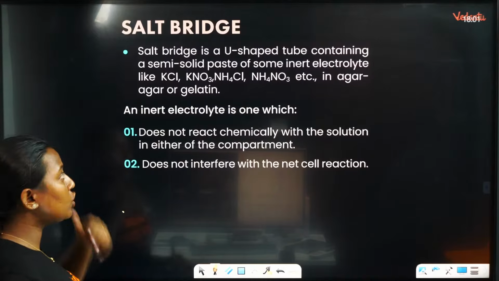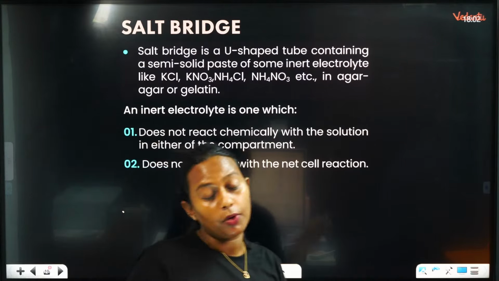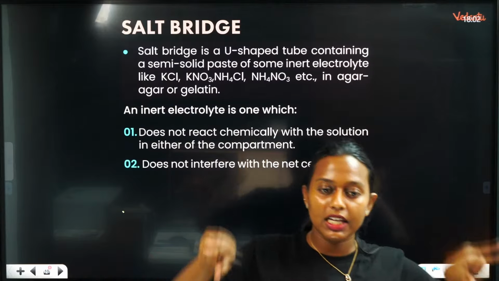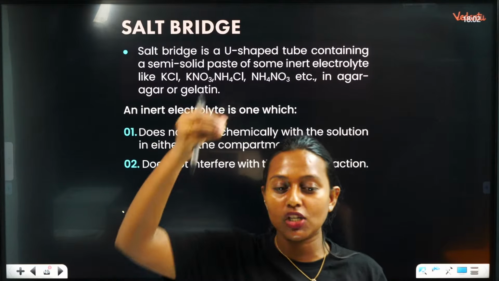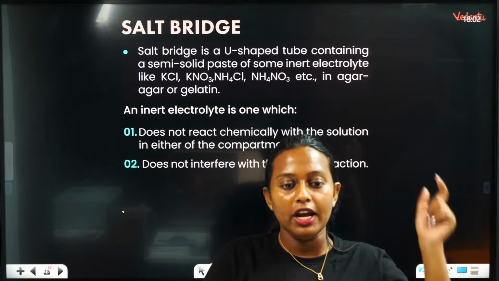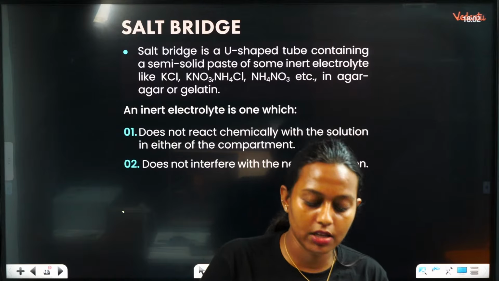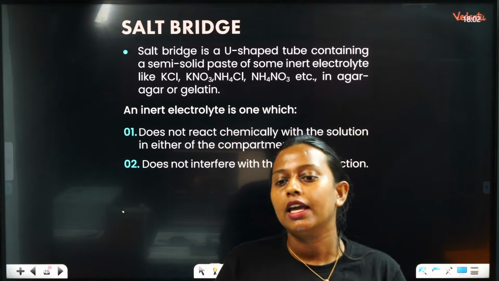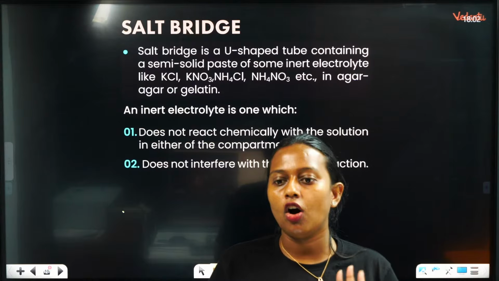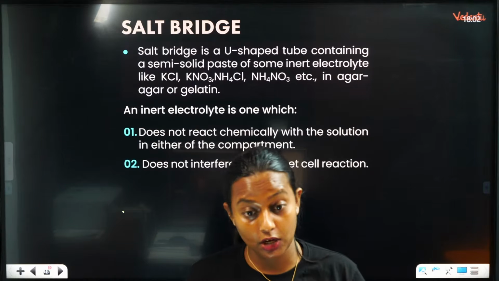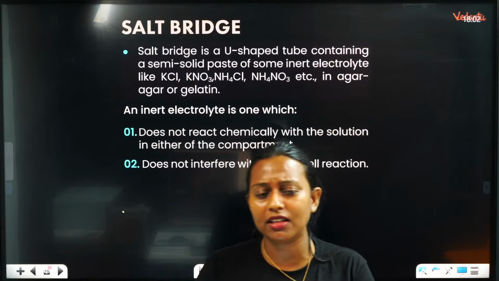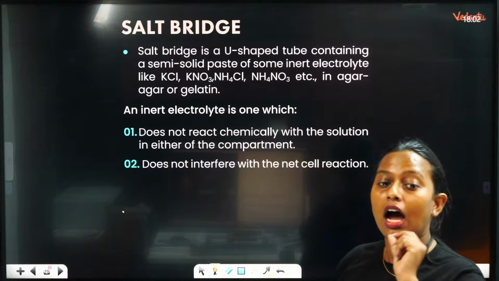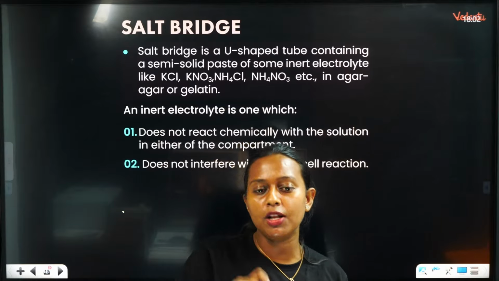So a salt bridge is actually a U-shaped tube, but it is placed inverted. What is filled in the salt bridge? KCl, KNO3, NH4Cl or NH4NO3. So these are neutral electrolytes that are filled in our salt bridge.